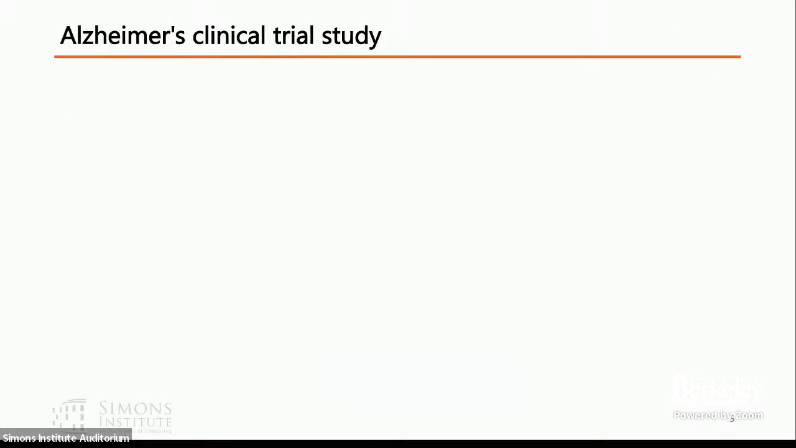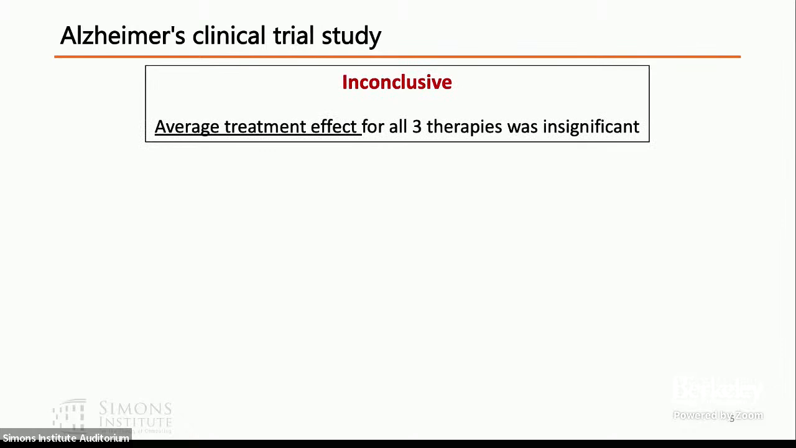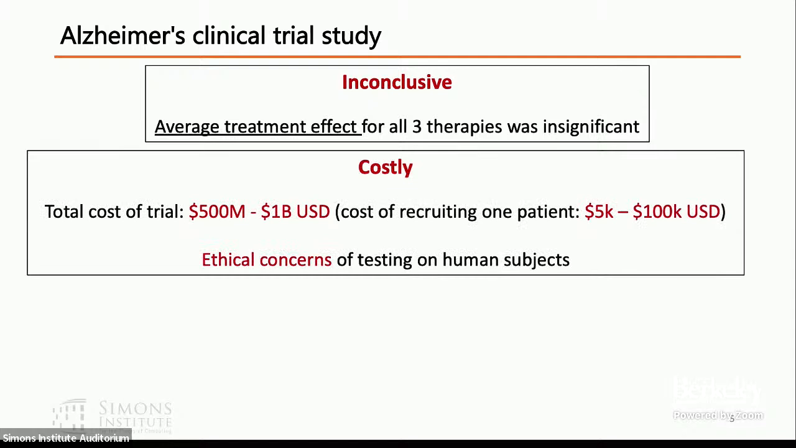The reason we worked with them is that at the end of the 2 years, they actually found that the average treatment effect of all 3 therapies was insignificant. Right? And this is a big problem for them. The cost of the trial that they ran was more than $500 million. The cost of recruiting just one patient ranged anywhere between 5K to 100K USD. And not to mention the ethical concerns of testing on human subjects.